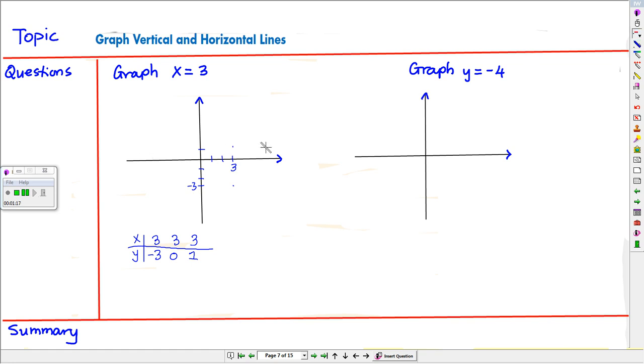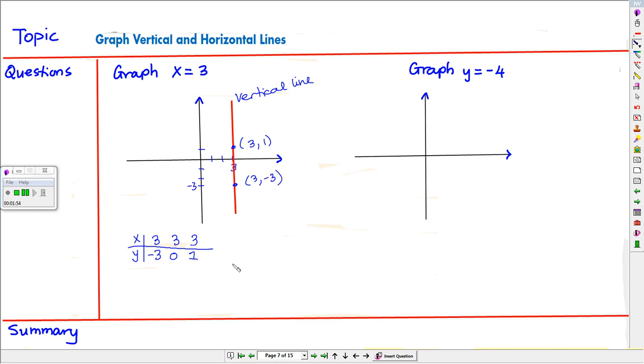So let's connect these 3 points. You will see that you will end up with a line, a vertical line. So this line, we call a vertical line. And I'm going to plot the point again. This is 3 comma 1 and 3 comma negative 3.